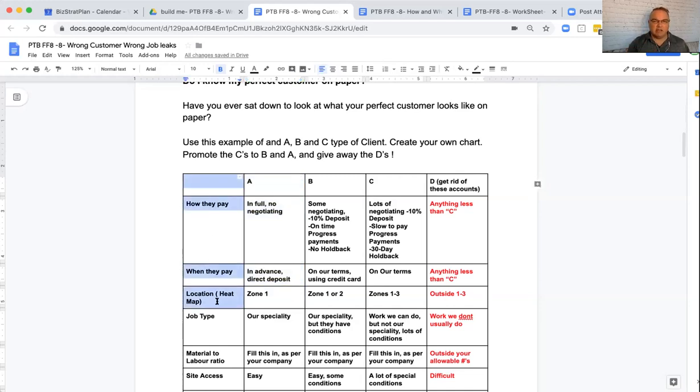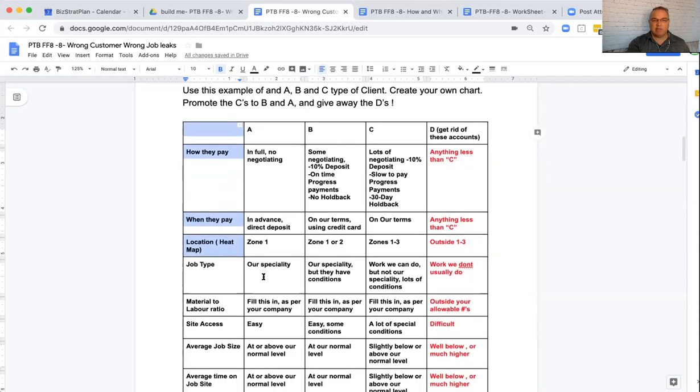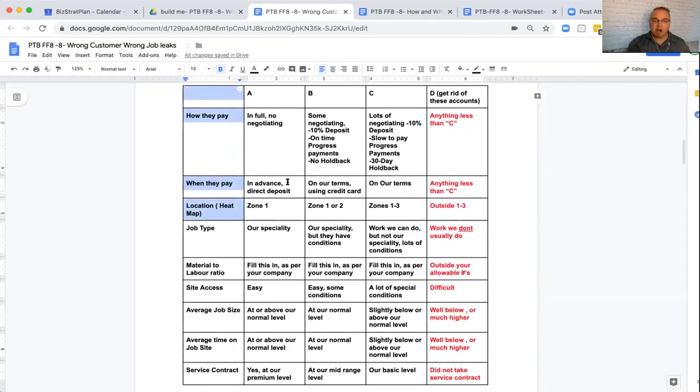So for me and for you, I want you to start thinking about an A client, a perfect client, in a very different way. An A client pays in full and they don't negotiate at all. How nice is that? When do they pay? They pay in advance by direct deposit. Now, I'm not saying they pay in cash. There are some markets that have certain other economic things going on in their city where there's a lot of cash floating around, and some of that cash gets used for construction projects.